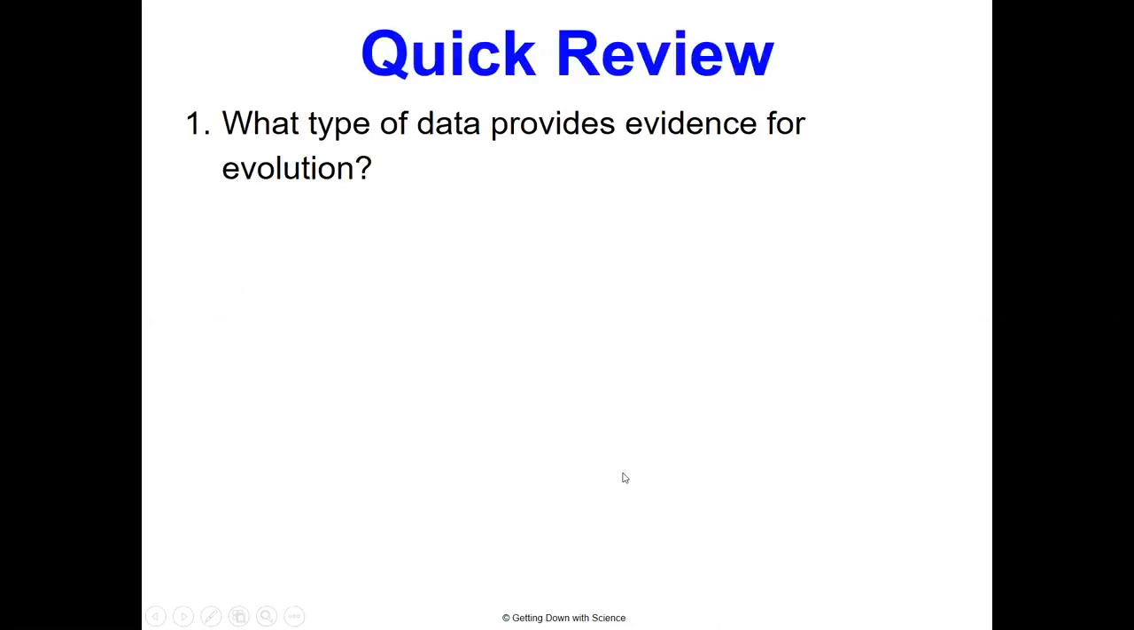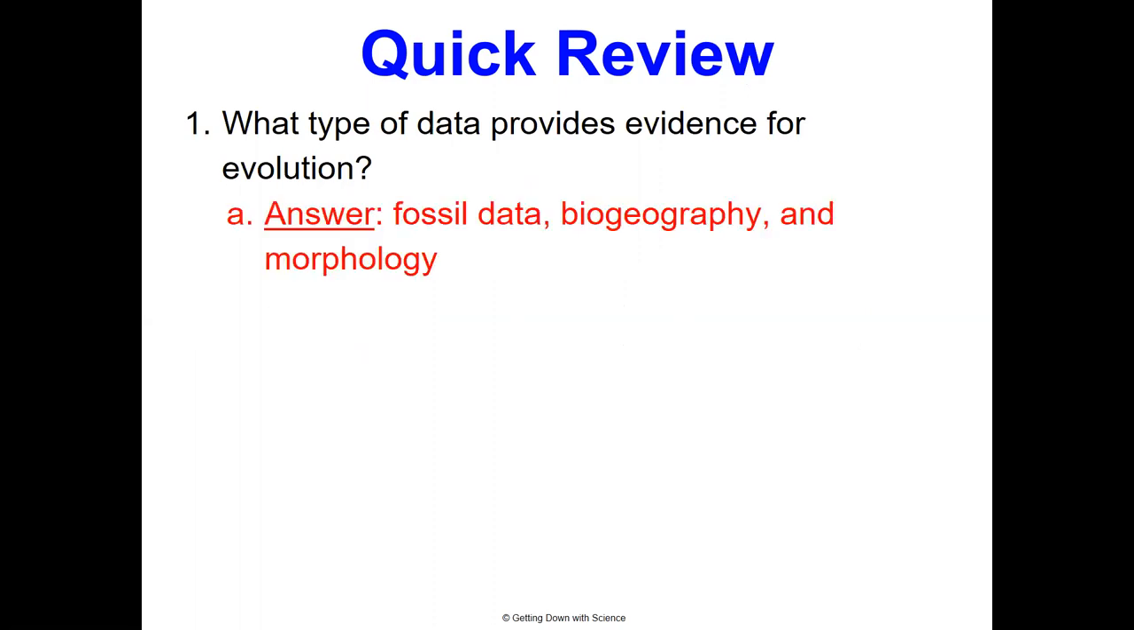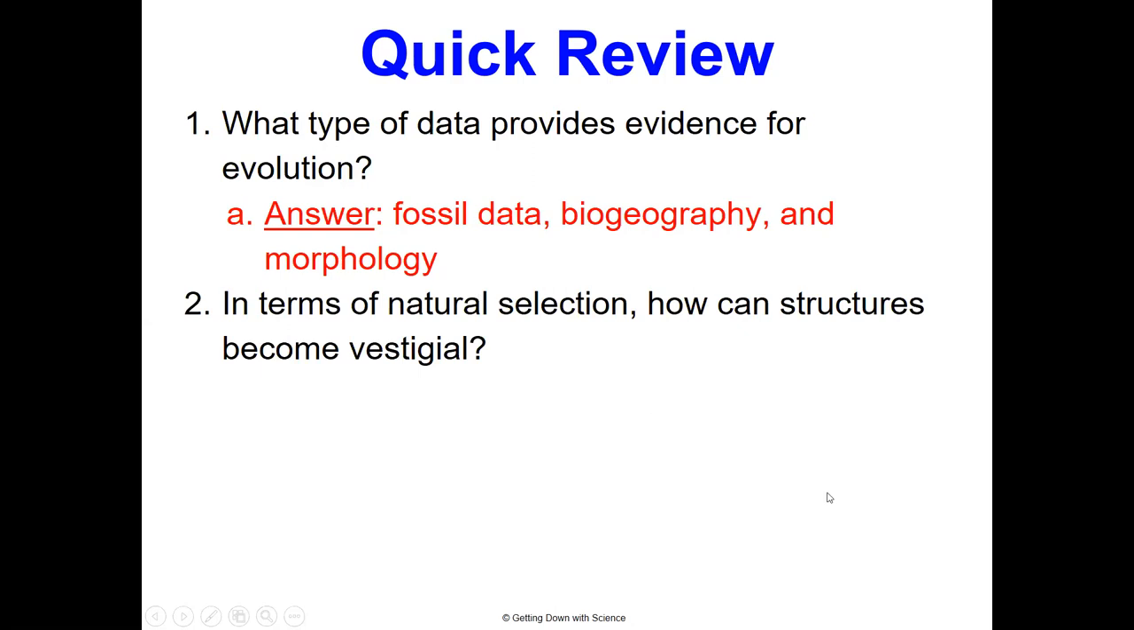Okay, quick review. What type of data provides evidence for evolution? So what are those lines of evidence that we're using? We have our fossil data, biogeography, and morphology. In terms of natural selection, how can structures become vestigial? So how do they basically lose their usage?